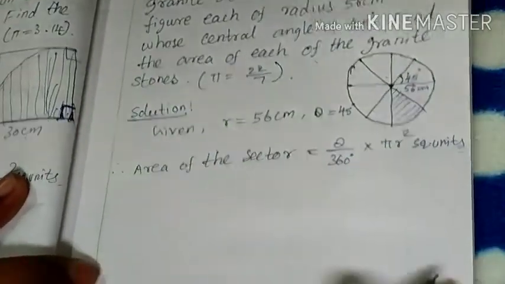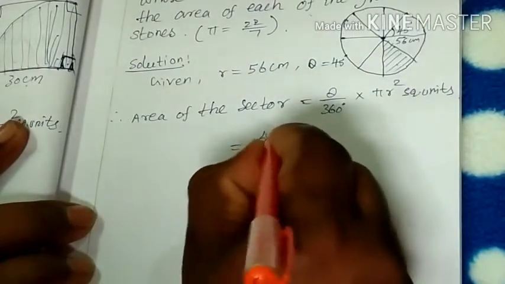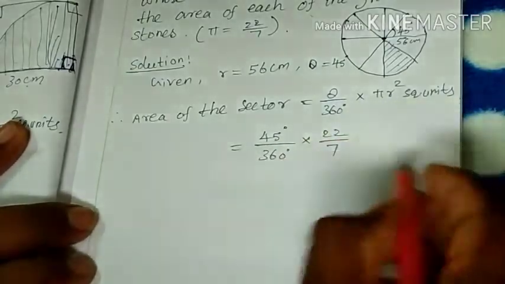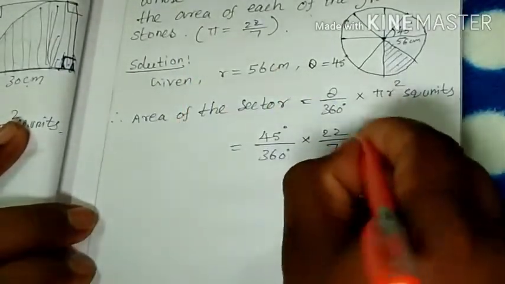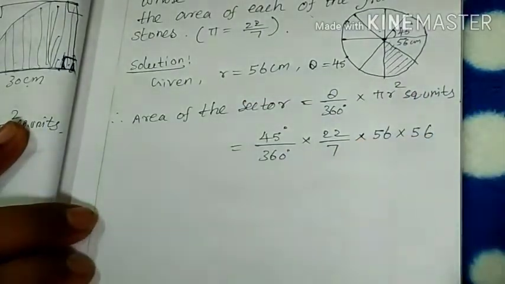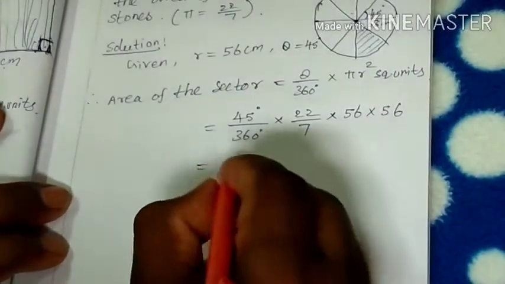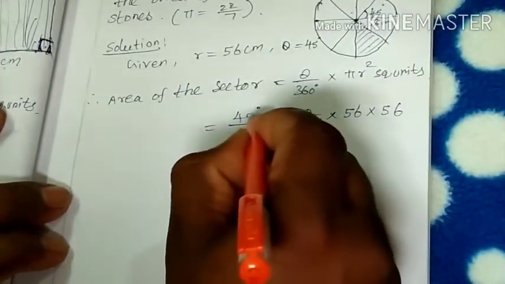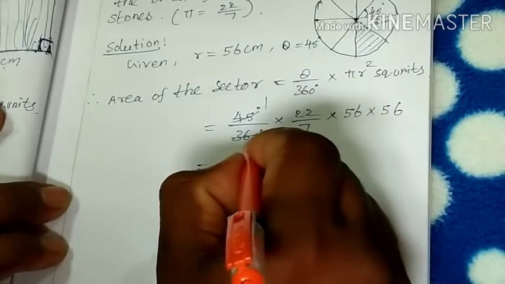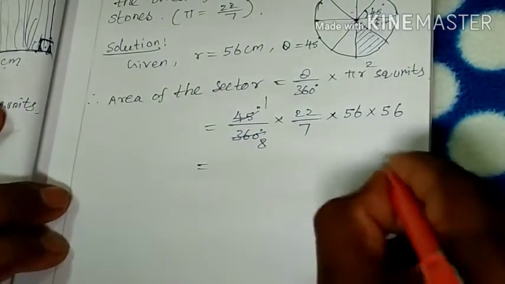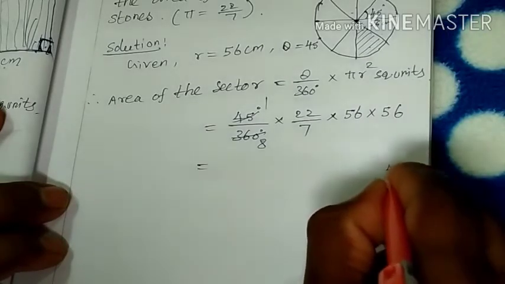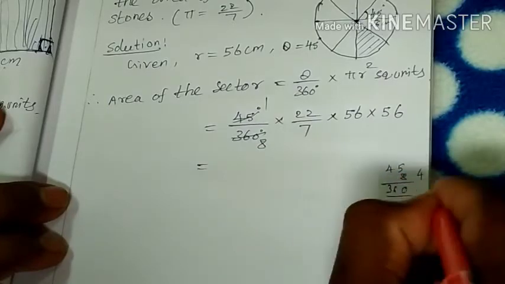Theta is equal to 45 degrees divided by 360 degrees into pi, which is equal to 22 by 7. This is already given in your sum. Okay, 22 by 7 into r is equal to 56 centimeter. So 56 into 56. This is 8 times of 45, 360. So you have to check 45 into 8. 8 5s are 40, carry 4, 4 8s are 32, plus 4, 36.